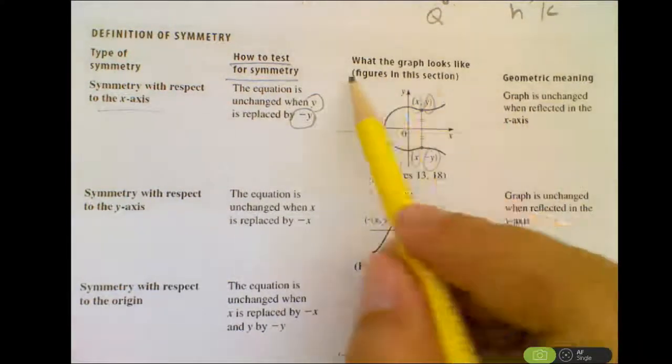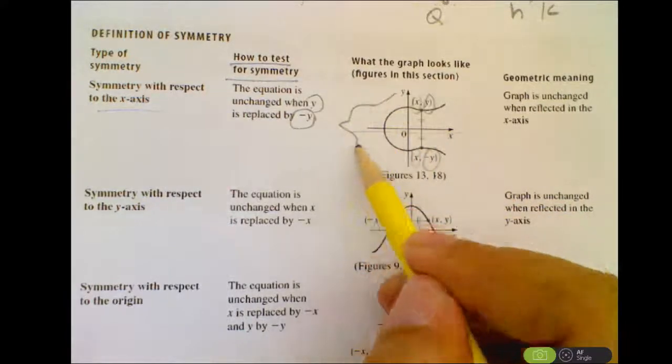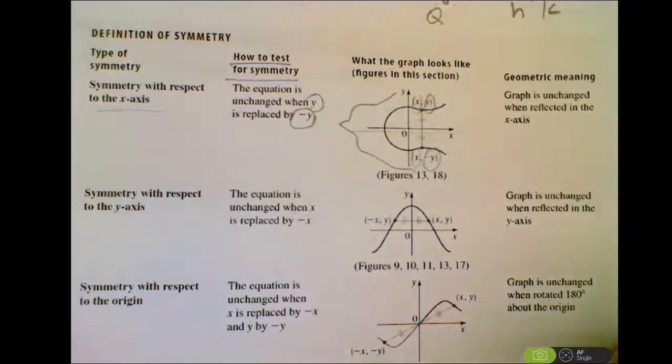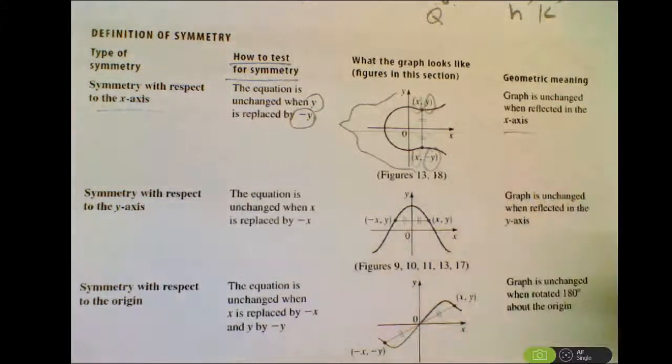So it says what the graph looks like. It may look like this, or it may look like that. Anything that is symmetric with respect to the x-axis works. And it says the graph is unchanged when reflected in the x-axis.